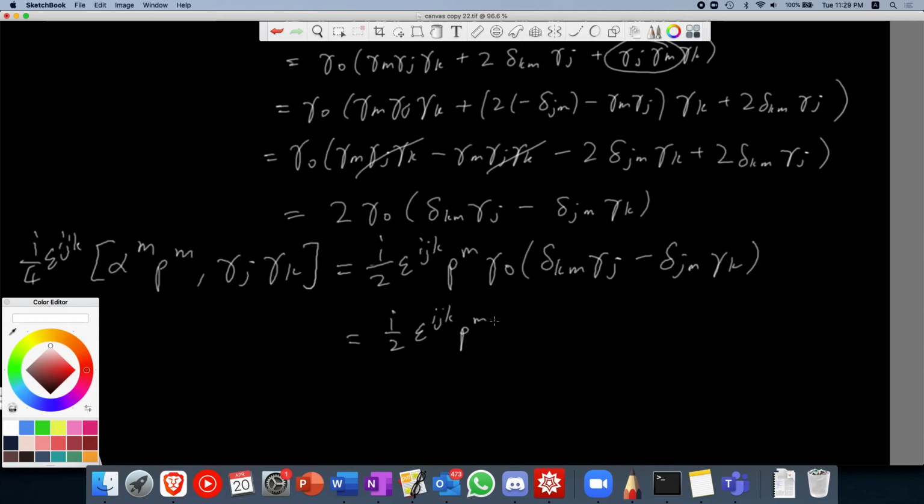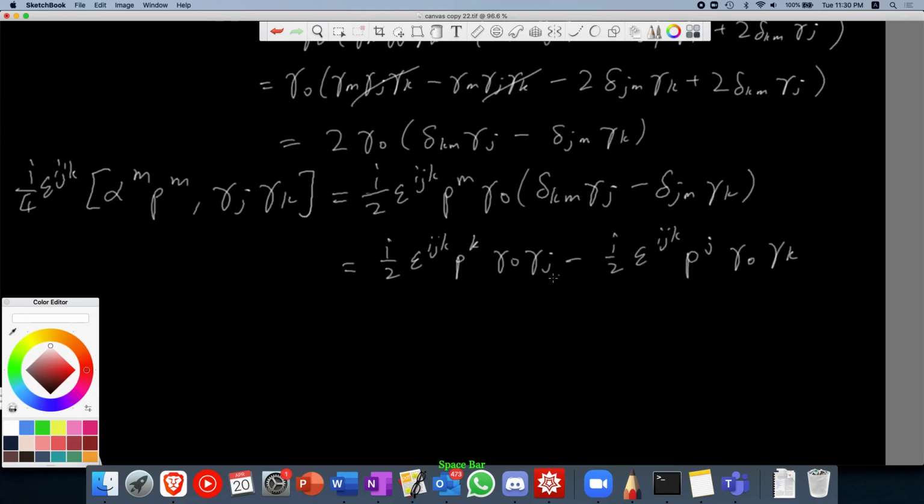Okay, then this guy replaces k, so we have gamma naught, but this guy will replace m with k, this guy will be gamma j. Then on the other guy we have i over 2, this guy with this guy, so they replace m with j, then there's this. Okay, so what do we see?